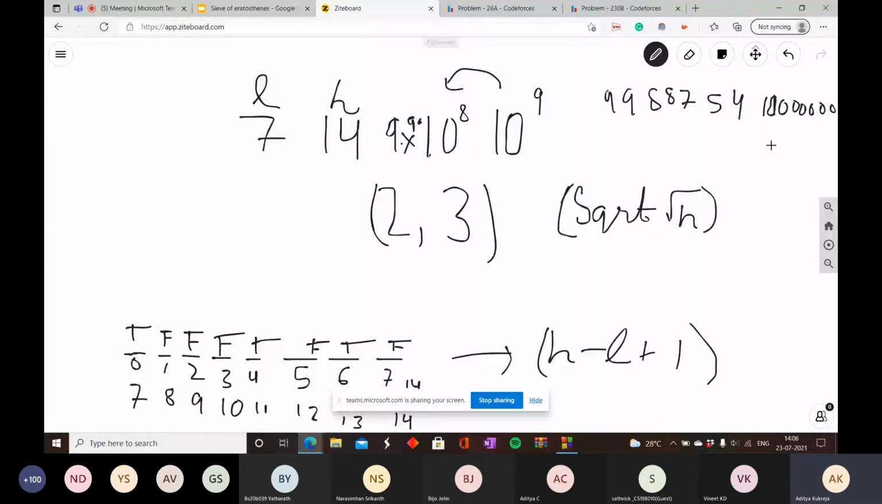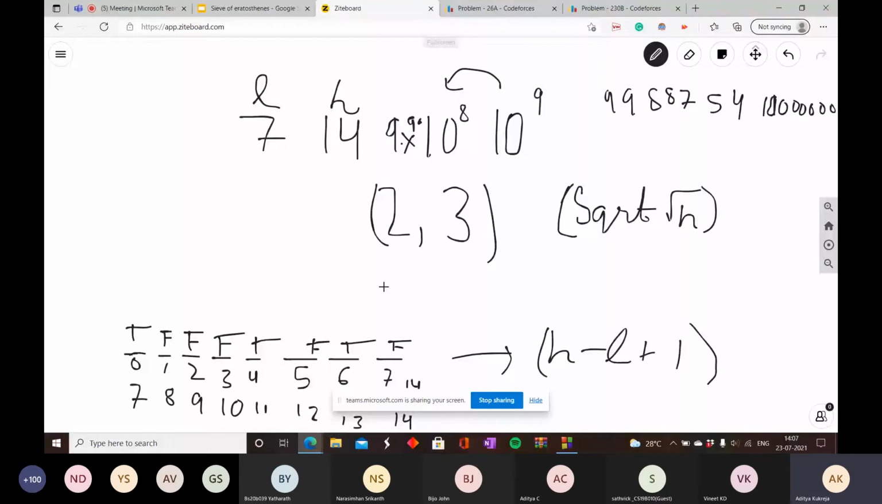So you have actually reduced the space by a huge margin, because initially you had to generate 10 raised to 9 elements in the array. Here you have reduced it. That's why this is a very space optimized algorithm. So now the question is, how would we implement this in code? Again, now we'll write some code to show how we implement this.